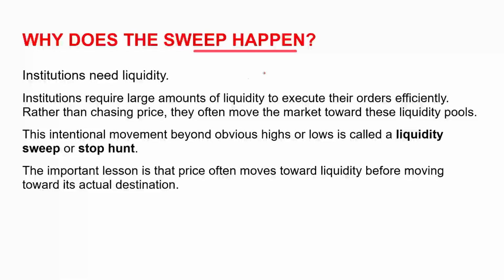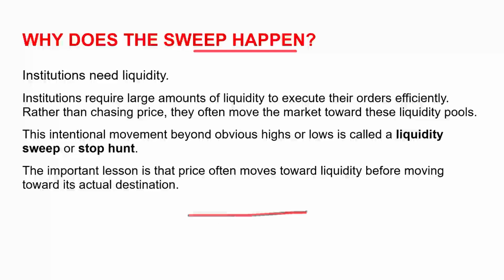We get a liquidity sweep. The analogy is that institutions that trade these markets need liquidity, because markets move either up or down, and they move outside the Asian session. So for us to have moves outside the Asian session, we have to have liquidity. Institutions require large amounts of liquidity to execute their orders effectively. They need money to execute their orders. So rather than chasing price, they often move the market towards those liquidity pools.